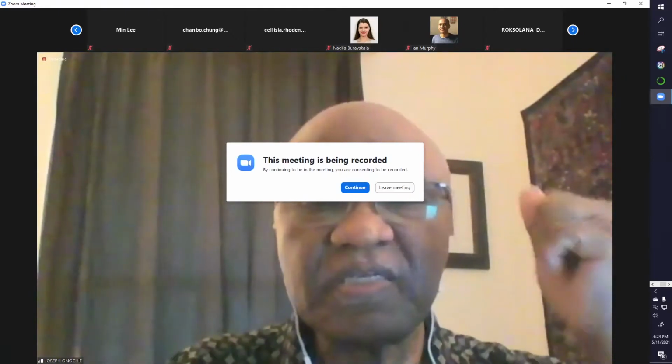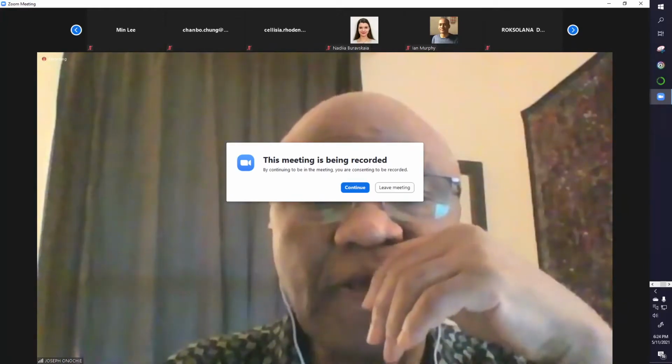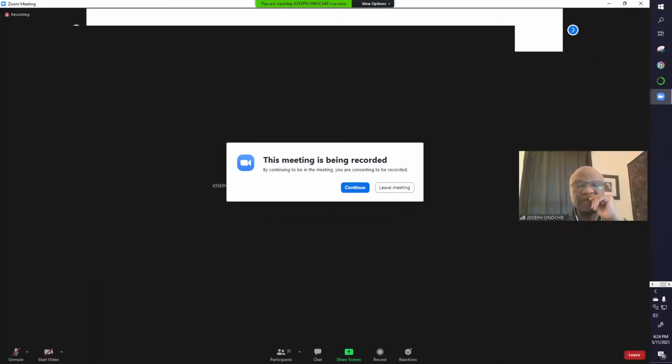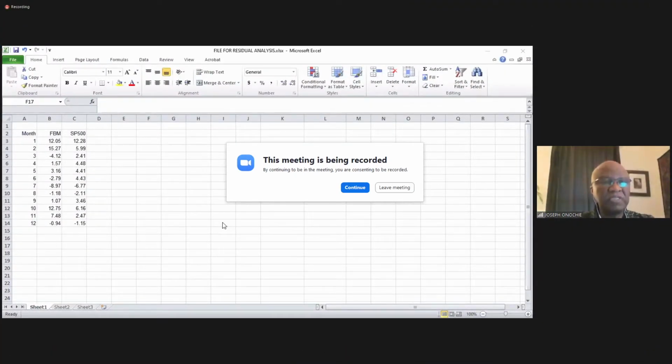Before the class started, I uploaded an Excel file. Let's see if I can find it. Okay, this is a very simple Excel file. I think you guys can see it. I have 12 months of data. I have a stock, FBM, and then this is the S&P 500.